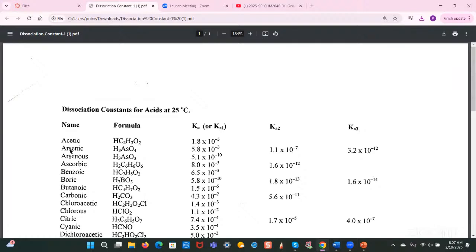For example, if you look at arsenic acid, this is the formula. You'll notice that there are 3 hydrogens here. For the first dissociation, the Ka is 5.8 times 10 to the minus 3. For the second one, it's 1.1 times 10 to the minus 7. And for the third one, it's 3.2 times 10 to the minus 12. This is the pattern that you'll see in the case of such acids: the first dissociation is usually the strongest, so Ka1 would be the highest value, and then Ka2, and then Ka3.